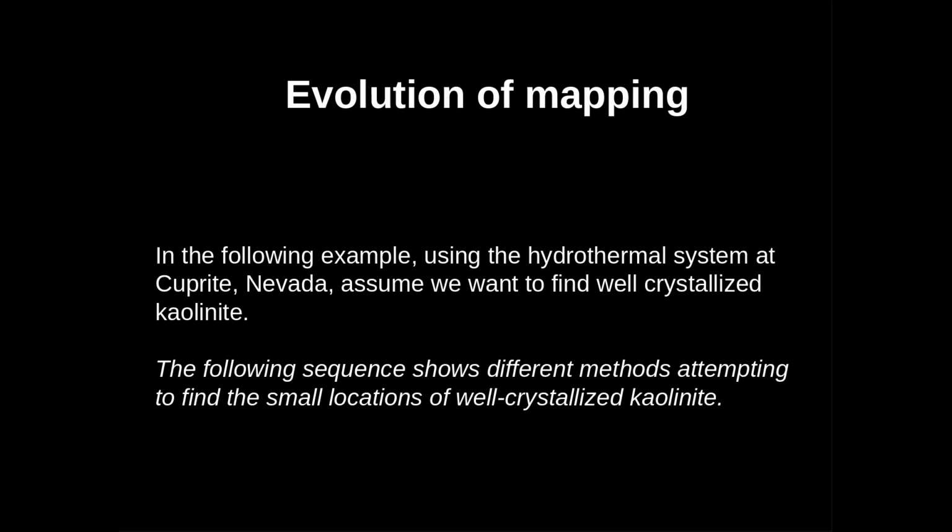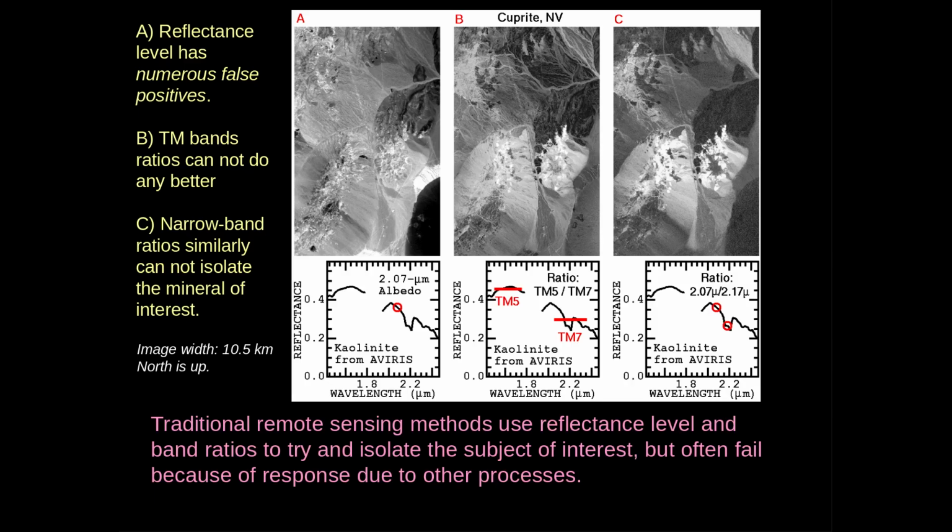So here's an evolution of strategies for mapping. The idea here is we're at a hydrothermal system, Cuprite, Nevada, and we want to find the well-crystallized kaolinite. Early on, if you only had albedo, like a single wavelength, you'd get something like this, and you can't tell where the kaolinite is or not. If we had TM and two broadbands, we could do a ratio of band 5 divided by band 7, and you see something like this. And again, you can't tell where the kaolinite is.